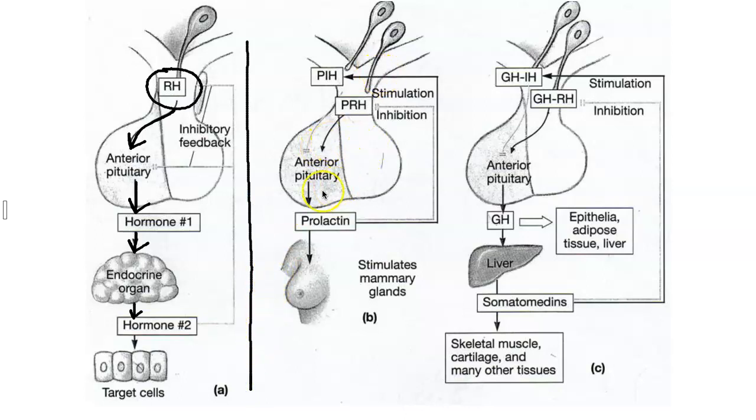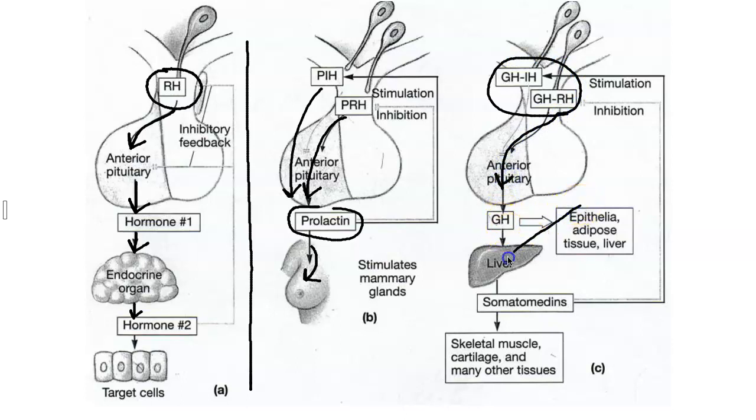The other two, prolactin and growth hormone, both have releasing and inhibiting hormones. So the releasing hormone turns secretion on, inhibiting hormone will inhibit secretion. Prolactin stimulates milk production by the mammary glands. And then growth hormone releasing hormone and inhibiting hormone control release of growth hormone from the anterior pituitary, which also has more direct effects in the body.